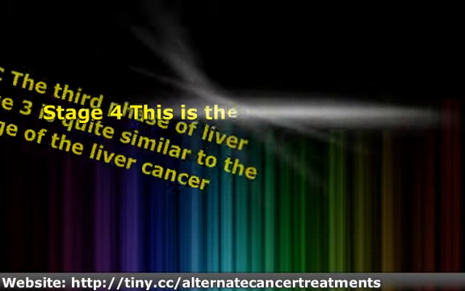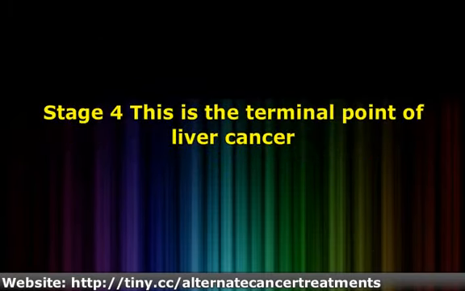Stage 4. This is the terminal point of liver cancer. The fourth stage is characterized by severe symptoms that easily lead to death. This is the full-blown stage of liver cancer, whereby there is usually a very high possibility of treatment options being unable to cure the cancer.